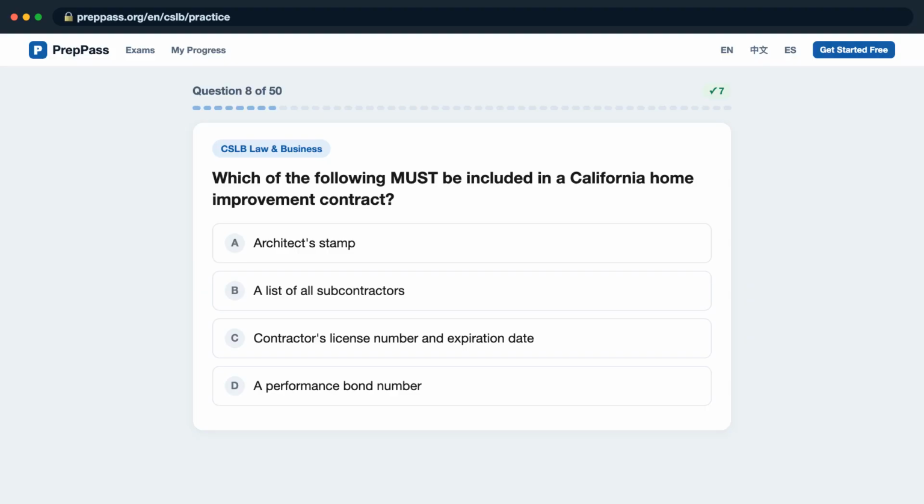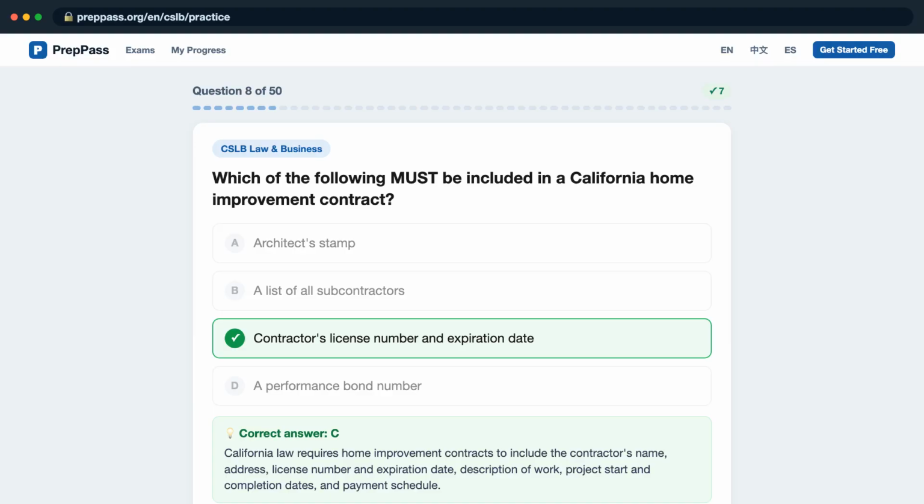Question 8. Which of the following must be included in a California home improvement contract? Is it A, architect's stamp? B, a list of all subcontractors? C, contractor's license number and expiration date? D, a performance bond number?